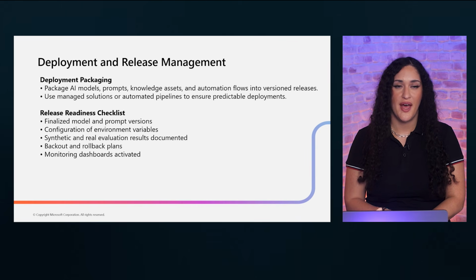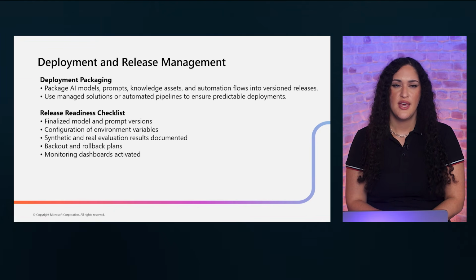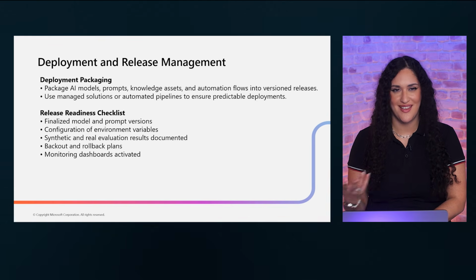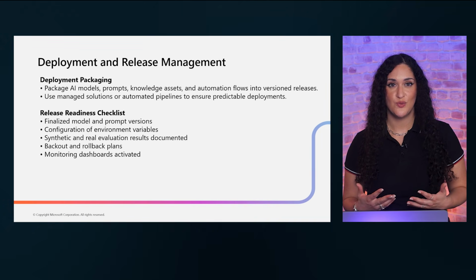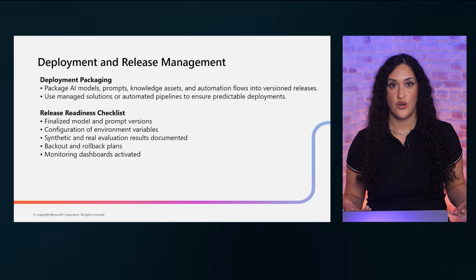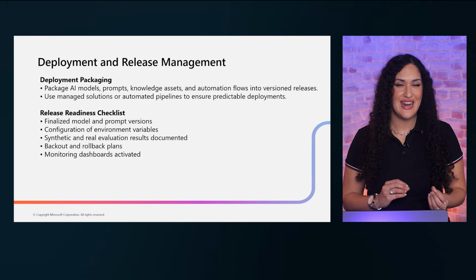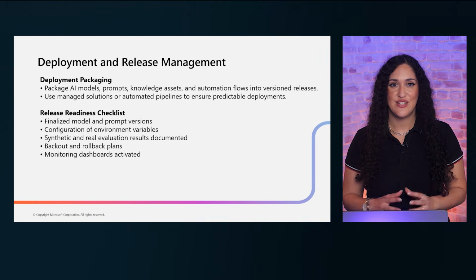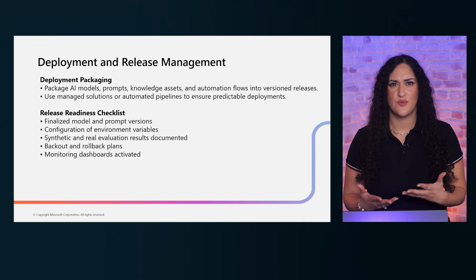For deployment, package AI models, prompts, knowledge assets, and automation flows into versioned releases. Use managed solutions or automated pipelines to ensure predictable deployments every time. Your release readiness checklist should include finalized model and prompt versions, configured environment variables, documented evaluation results from both synthetic and real data, backout and rollback plans, and activated monitoring dashboards. Treat this checklist as mandatory.